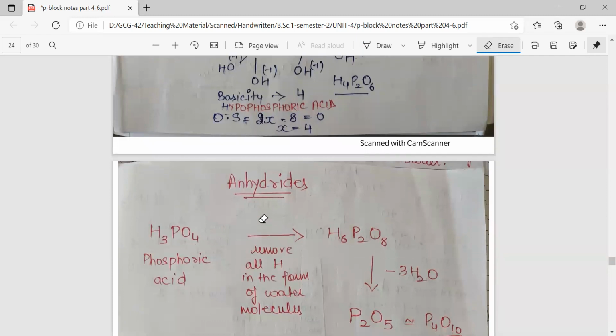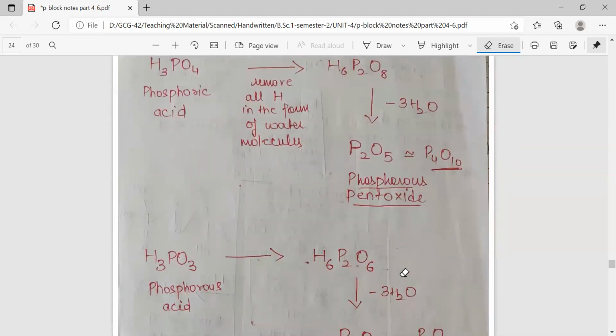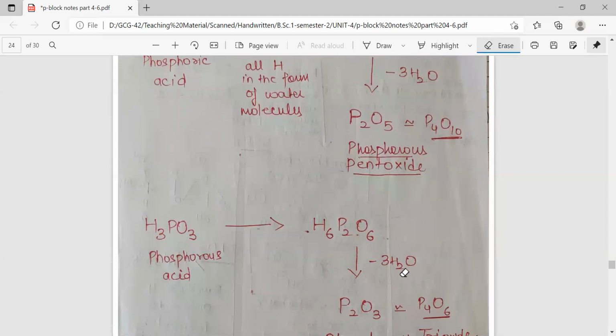Now we come to the anhydrides. How do we generate anhydrides? Anhydrides are generated if the number of hydrogens is even: we directly remove all the possible water molecules. If the number of hydrogens is odd, we double the formula, remove all the possible water molecules, and we get the corresponding anhydride. So for phosphoric acid, or orthophosphoric acid, we double the formula because the number of hydrogens is odd. Doubling gives H6P2O8. Now we can remove 3 water molecules from here, and the formula becomes P2O5. That means phosphorus pentoxide, which is the anhydride for this.